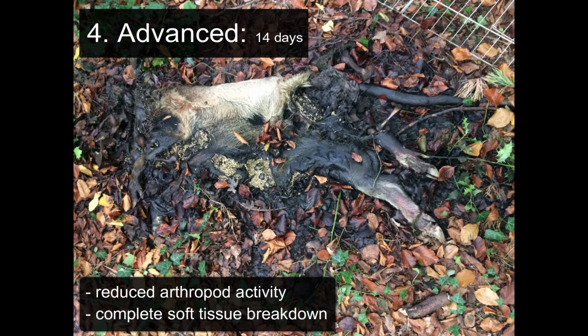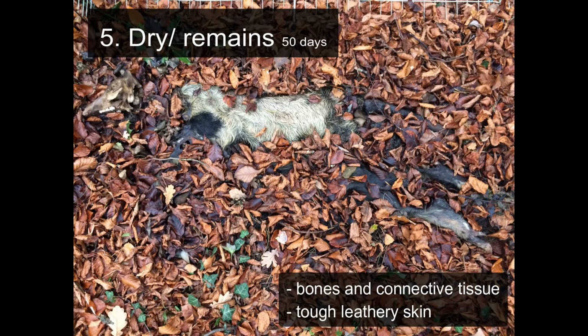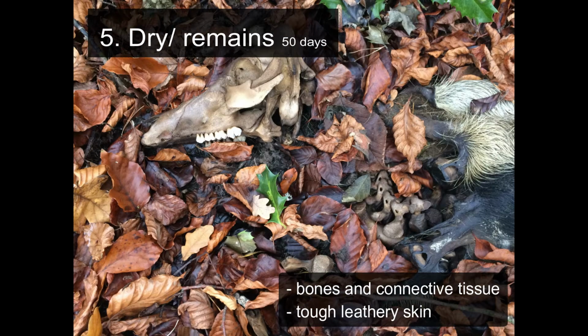As the maggots continue to rapidly feed on the body, this results in complete consumption of soft tissue, at which point the body will enter advanced decomposition. During advanced decay, most of the soft tissue is broken down and arthropod activity is minimal. Eventually, only bones, hard skin, and hair remain, and the body will enter the dry remains stage.